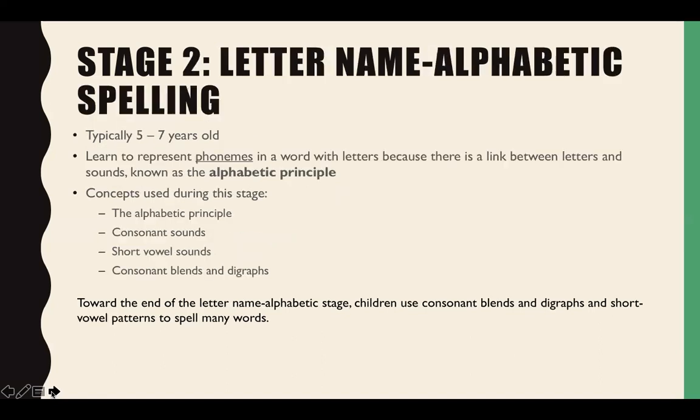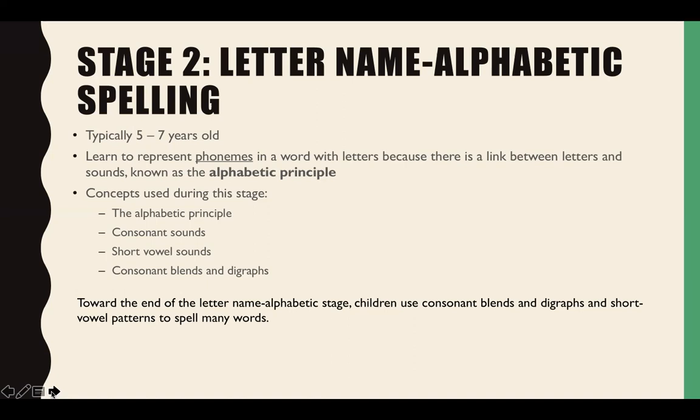So in stage 2, the letter name alphabetic spelling. Typically a 5 to 7-year-old, they learn to represent phonemes in a word with letters because there's a link between letters and sounds, which is our alphabetic principle. Concepts used during this stage are the alphabetic principle. They understand consonant sounds, short vowel sounds, consonant blends, and digraphs. Towards the end of the letter name alphabetic stage, children use consonant blends and digraphs and short vowel patterns to spell many words.